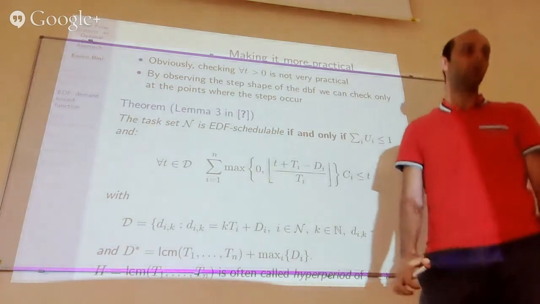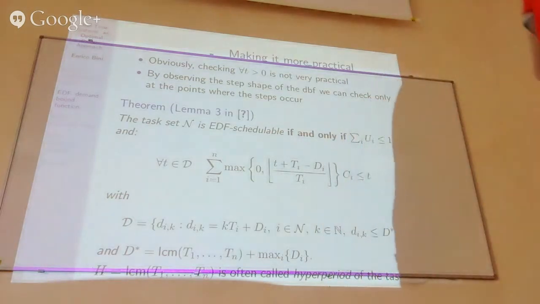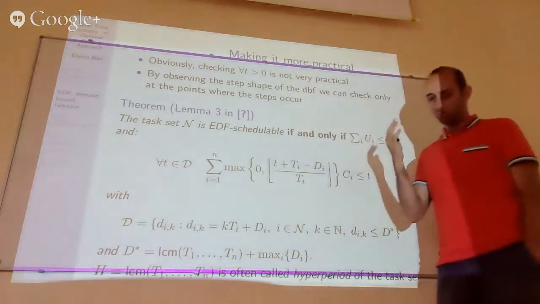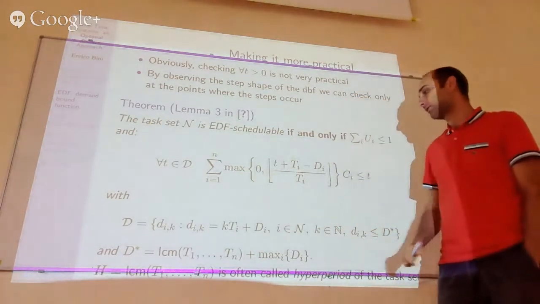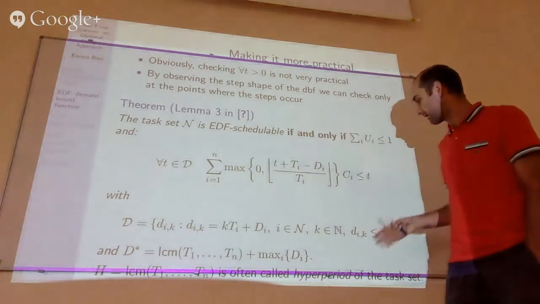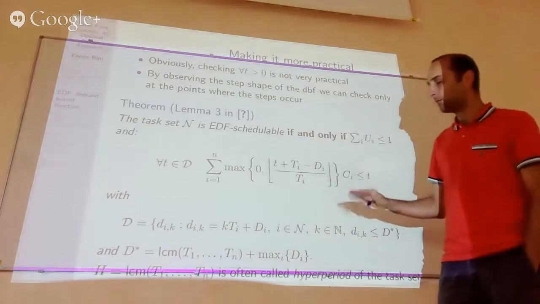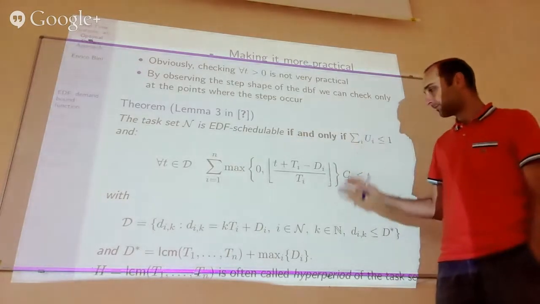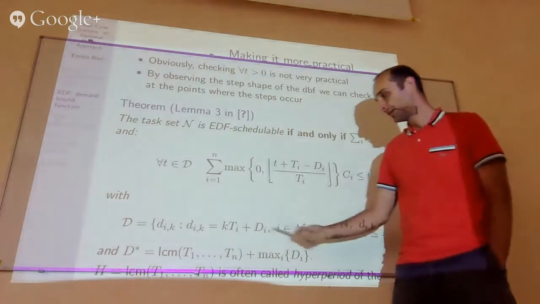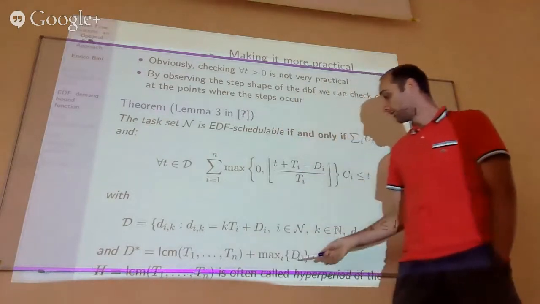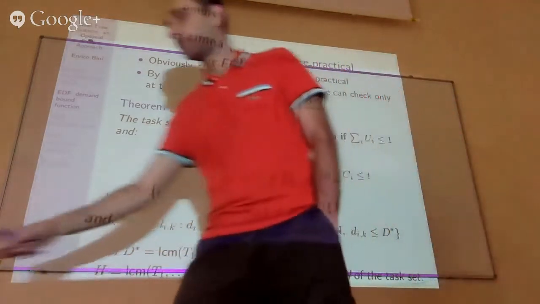And this upper bound is something that, in general, we would know extra information. It's proved to be, there is some work trying to make this as small as possible. But as a first approximation, let's say it can be set equal to the least common multiple of all the periods plus the maximum delta.